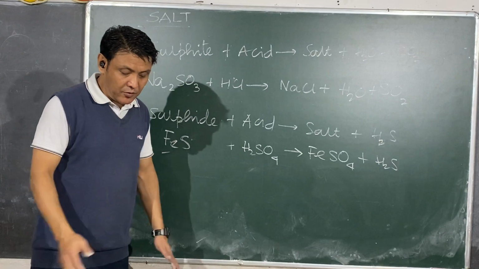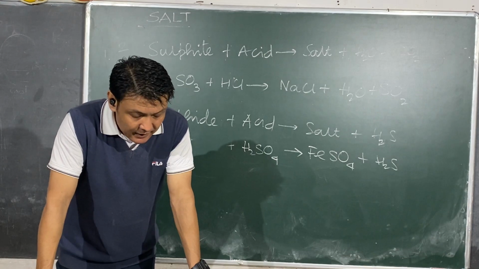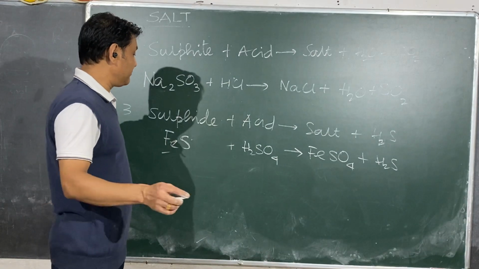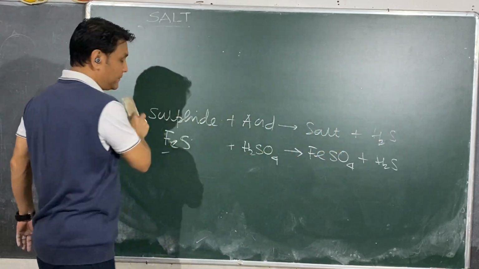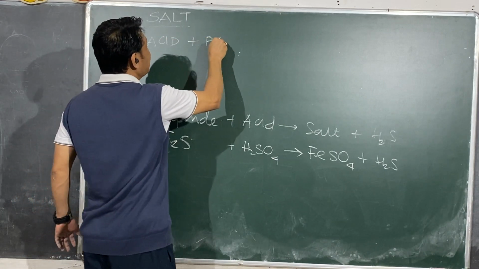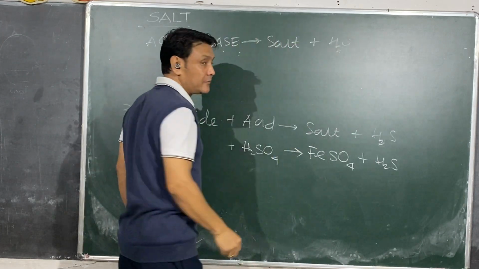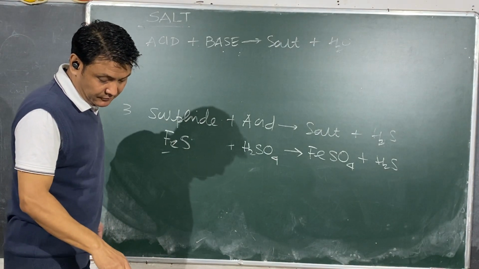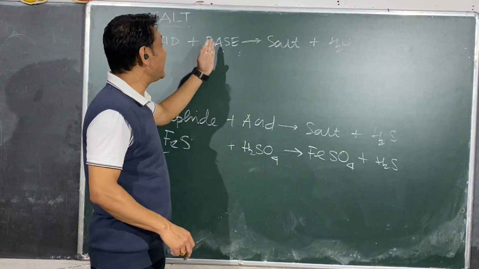Now, another topic, the last topic for today: hydrolysis of salts. We know that an acid and a base will produce salt and water. This is a neutralization reaction. Acid and a base, or base and an acid, will produce salt plus water. The reverse of that is called hydrolysis of salt. Salt plus water will produce acid and a base.